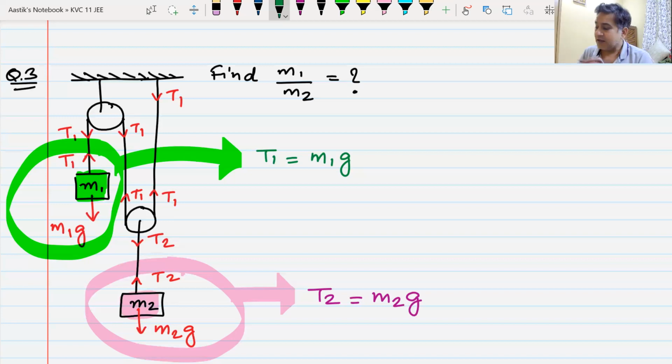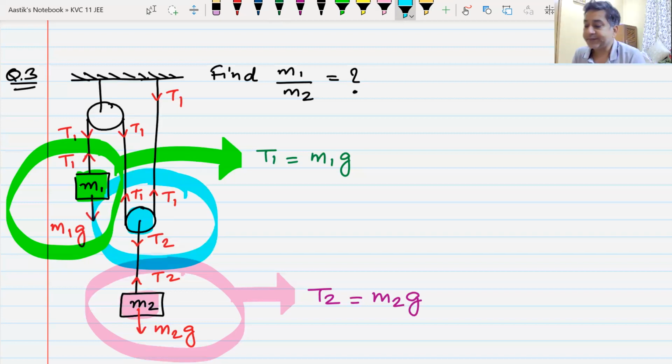Now, how do I get the relation between T1 and T2? So you see it once and you will remember it always. Look at this blue pulley. Now remember, in this case, the system was in equilibrium. In any case, even if the system is in equilibrium or not, pulleys are always massless. If the pulley is massless, force is equal to mass into acceleration. Mass is zero. That means the net force on the pulley is zero. Do you understand this? Net force on the pulley is zero always.